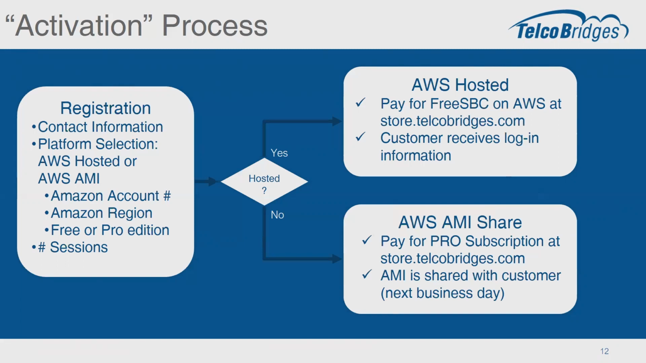Alternatively, you can go with the Amazon image, the AWS AMI. For this, you will need to share your account number and also the region in which you will use this image. We will then share this image with you, and you will be able to start it. The next slides show how you will start these AMI images to create AWS instances. The other thing you have to specify is the number of sessions that your image can support.